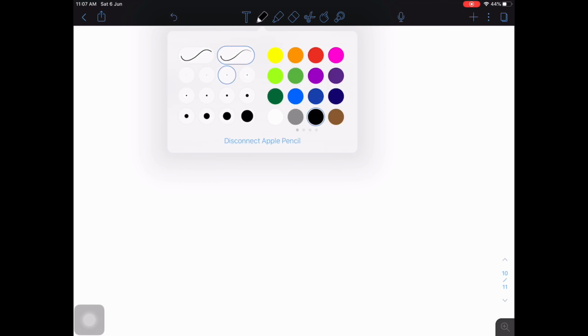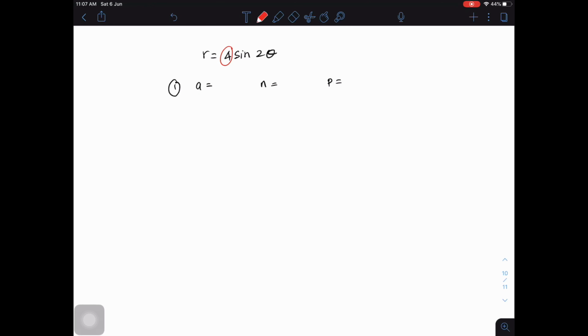Let's see another example. Let's say we want to plot the curve for the equation r equal to 4 sine 2 theta. So the first step you need to know is what is the value of A, what is the value of n, and what is the number of your petals. From the equation we have A equal to 4 and n equal to 2, and because n is an even number, your petals is 2 times n, so 2 times 2 is 4. It means that you have 4 petals for your rose.